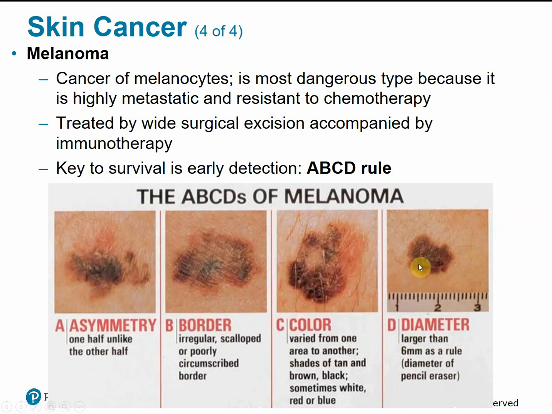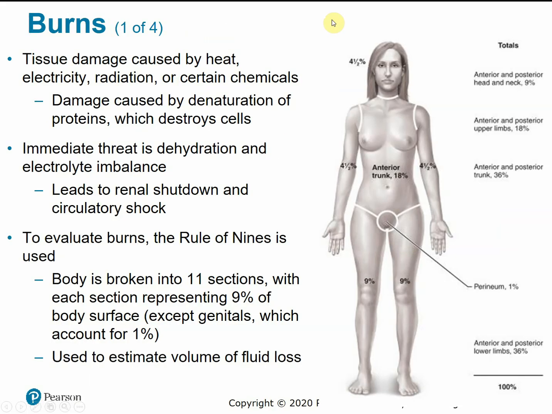could be indicative of a melanoma. Burns are any type of tissue damage caused by heat, electricity, radiation, or certain chemicals. So the damage that occurs with burns is a denaturation of the proteins in the cells, which ultimately destroys the cells themselves. The most immediate threat from burns is dehydration and electrolyte imbalance. We can store a lot of fluid in our skin and our tissues. So this could lead to kidney shock, renal shutdown, and circulatory shock.